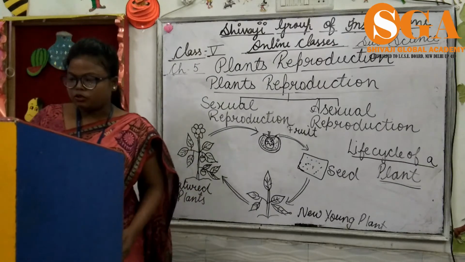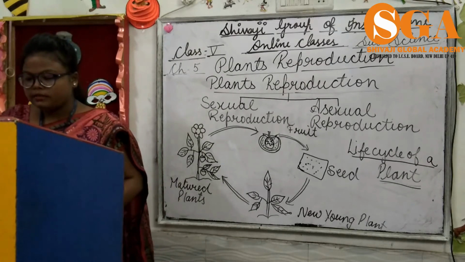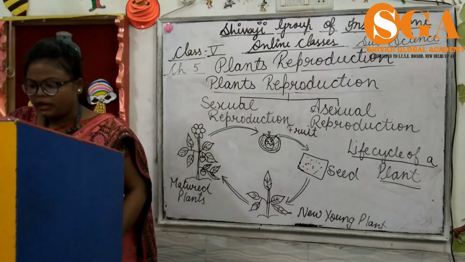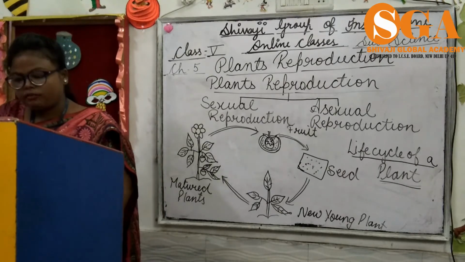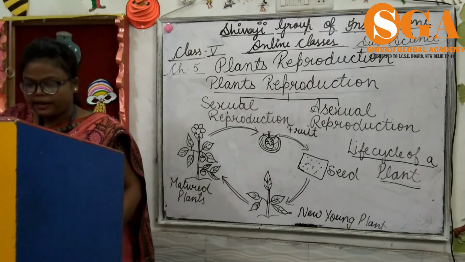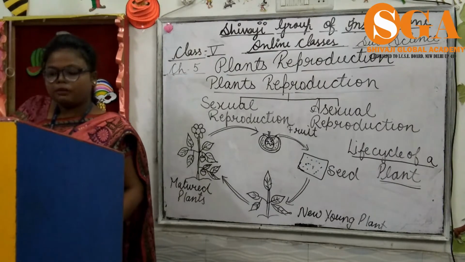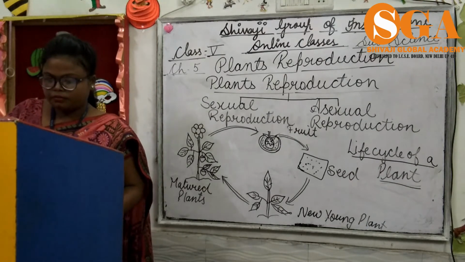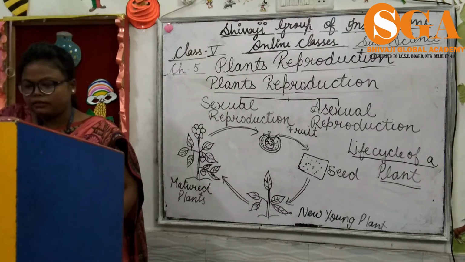Our next topic is sexual reproduction. So what is sexual reproduction? Reproduction in plants takes place sexually and asexually as well, but the majority of the flowering plants reproduce sexually. The flower is the reproductive part of the plant, that is both male and female gametes are produced by flowers. Sexual reproduction in plants takes place in the flower.